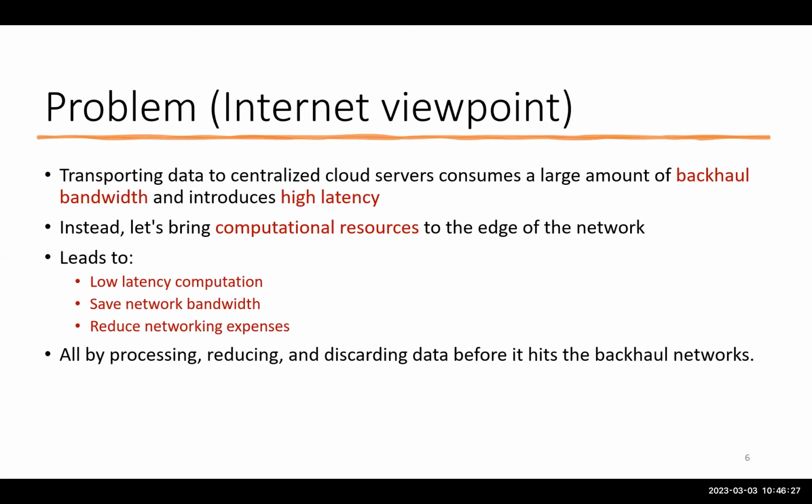What we can do instead is bring a computational server, a huge server, and put it next to a cell tower, near the edge of the network, where our cell phone is located, where the autonomous cars are located. And this leads to low latency computation. We can compute our task very fast. This also saves us some network bandwidth. We can use that bandwidth for some other purposes. And it also reduces the expense. All of this happens by just processing the data at the edge and discarding it. Because most of this data will never be stored in any place. They will just be processed and we get some result out of them, and that's it.